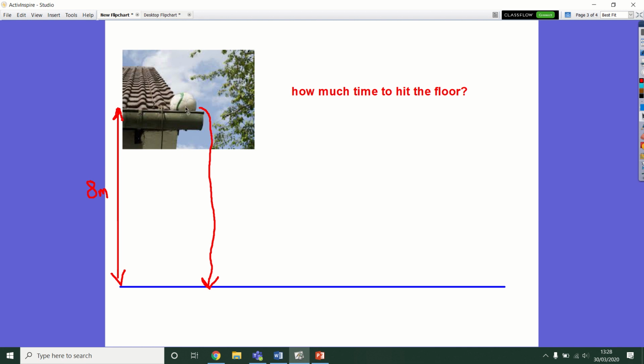Its initial height is 8 meters, and I want to know the time it's going to take to hit the floor. Okay, and obviously the ball's being acted on under gravity. We're removing anything like air resistance. We're just modelling this ball as a particle and seeing how long it takes to hit the floor. Okay, so this is a Suvat question. I'm going to write Suvat down like we've done with our other examples.